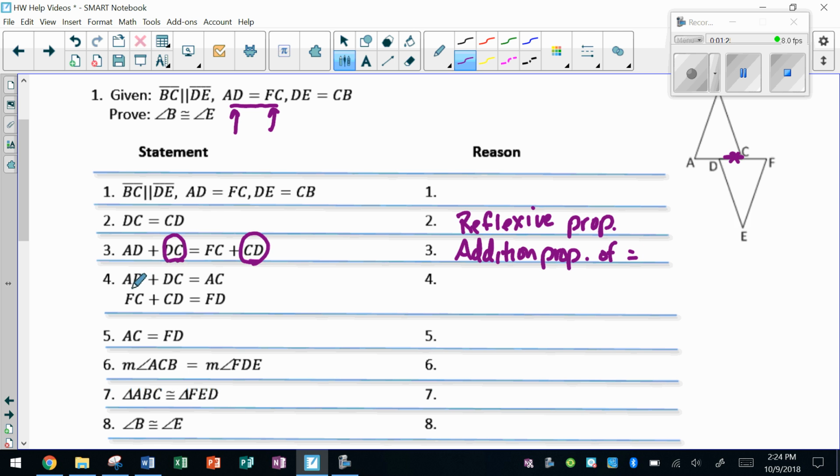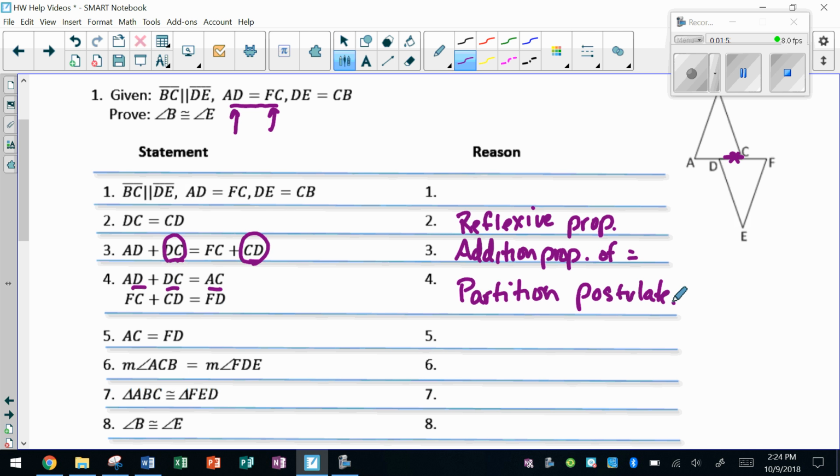This right here, if you look at your picture, is telling you that AD plus DC equals the entire segment AC. When you're adding and summing the parts together to get the whole, that is your partition postulate. And of course it says the same thing about FC plus CD equaling FD. So this is the partition postulate.